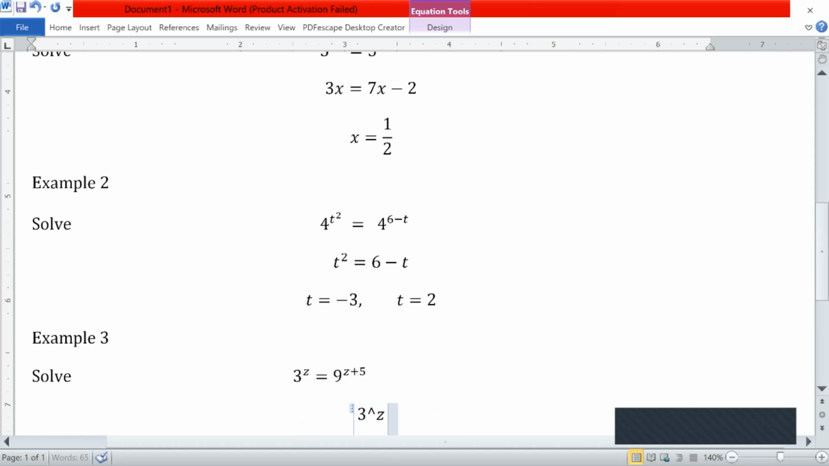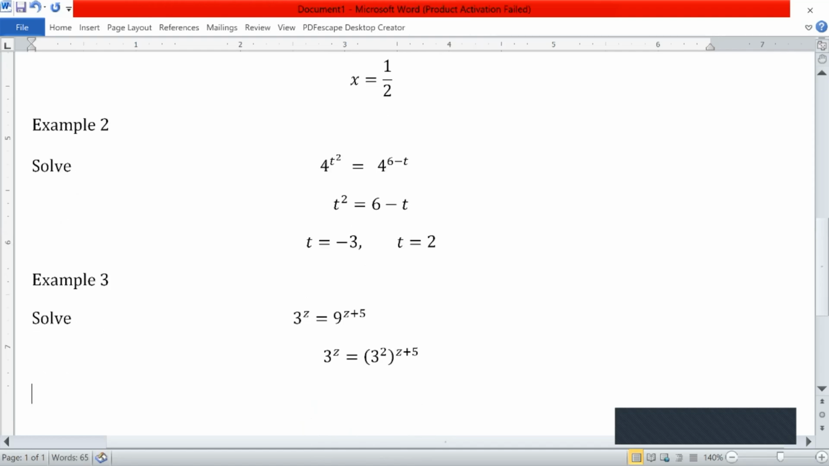That's right. So 3 to the power of z equals, and I'm replacing 9 with 3 to the power of 2, in a bracket, because that is 9. And then I have the power of z plus 5. So I turn it into that form. Now still it's not in that form. I need to simplify this a little bit.